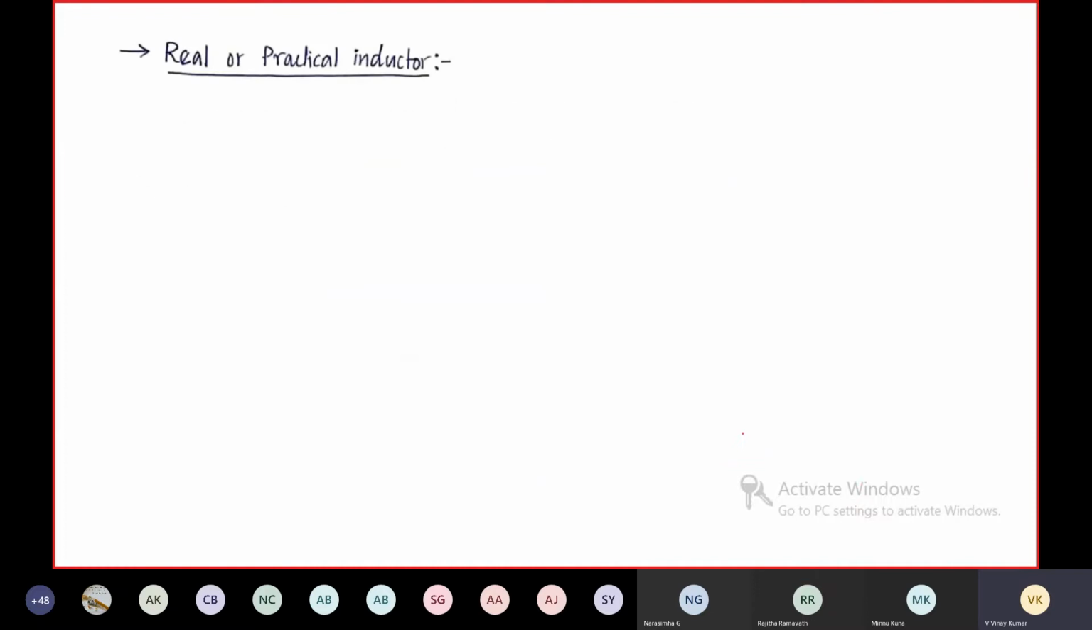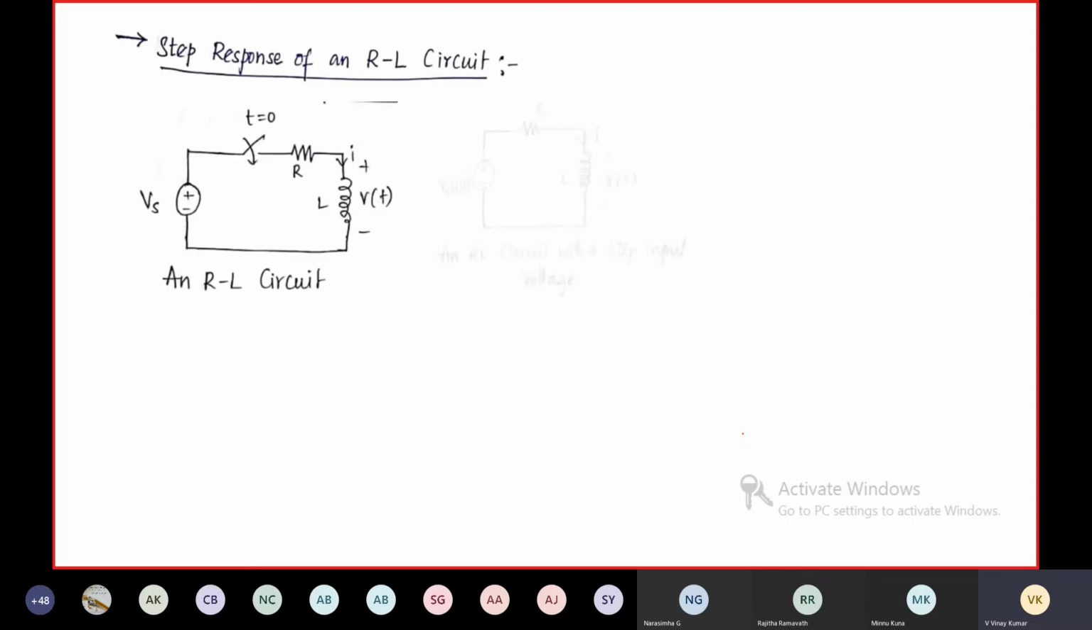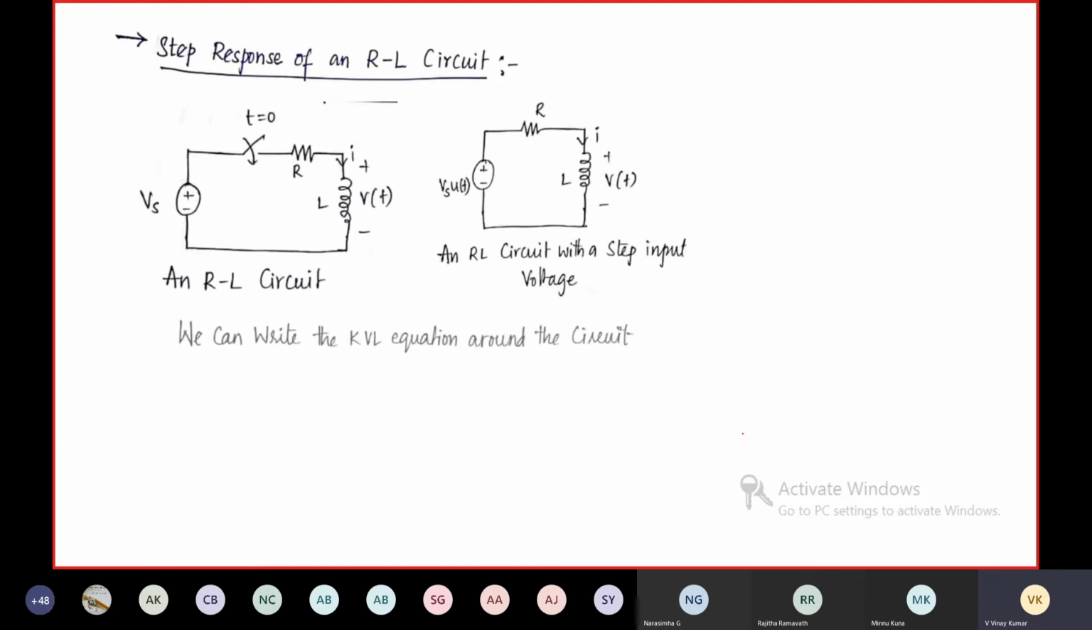This is the representation of a real or practical inductor. Step response of an RL circuit. What is the step response? At t is equal to 0 we close the switch, and then you can apply KVL around the loop. Again you get that equation where Vs is the applied voltage.